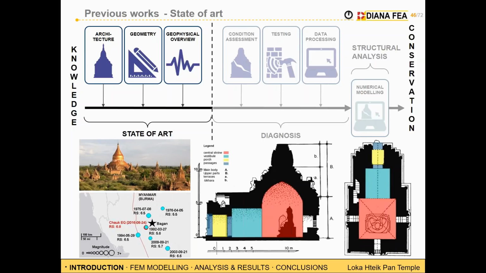In this case, we have rounded walls, and then we have also groin walls. The dimensions here are more or less 10 meters times 15 meters, and this structure, but also all the Bagan sites, suffered several earthquakes, which brought a lot of damage along the structures. The last one occurred in 2016, and it is called the Chauk earthquake.